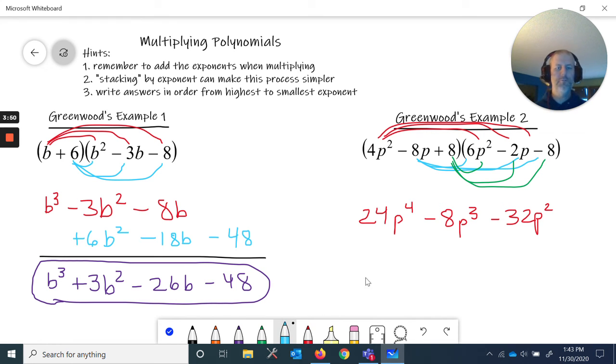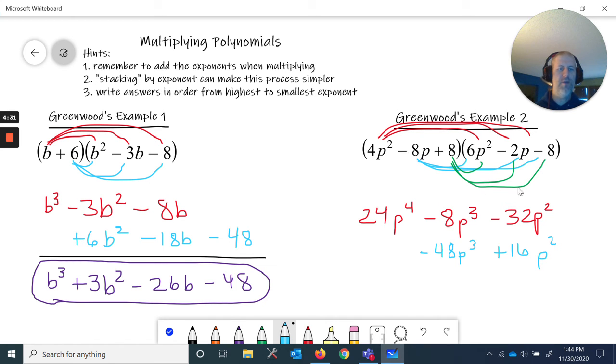Now let's look at the blue. Negative 8p times 6p, negative 8 times positive 6 is going to be negative 48p to the third power. Since that's p to the third, I'm going to line it up right here under my p to the third power to utilize that stacking strategy and keep us organized. Negative 48p third power, that's better. Negative 8p times negative 2p. Negative times negative will be positive 16. And p times p is p squared, so it's going to line up right here.